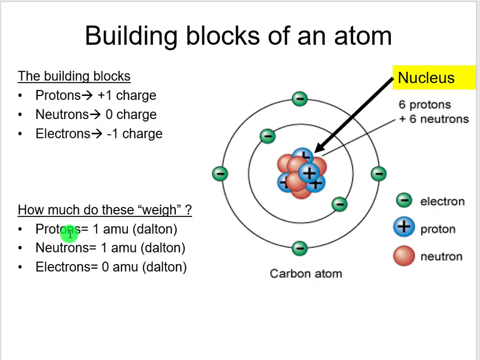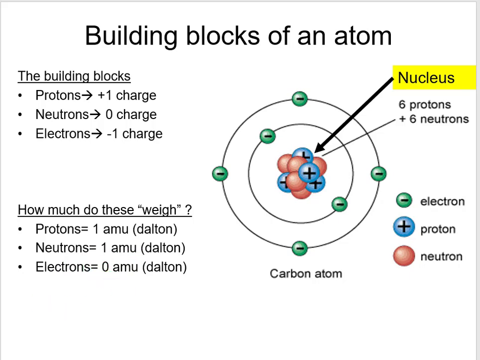In any case, what is the weight or the mass of a proton? It is 1 AMU. AMU stands for atomic mass unit. You can also call it a Dalton. I'm going to be in the habit of calling it an AMU. Neutrons weigh or have a mass of 1 AMU, and electrons have no mass whatsoever. So we say there's 0 AMU.